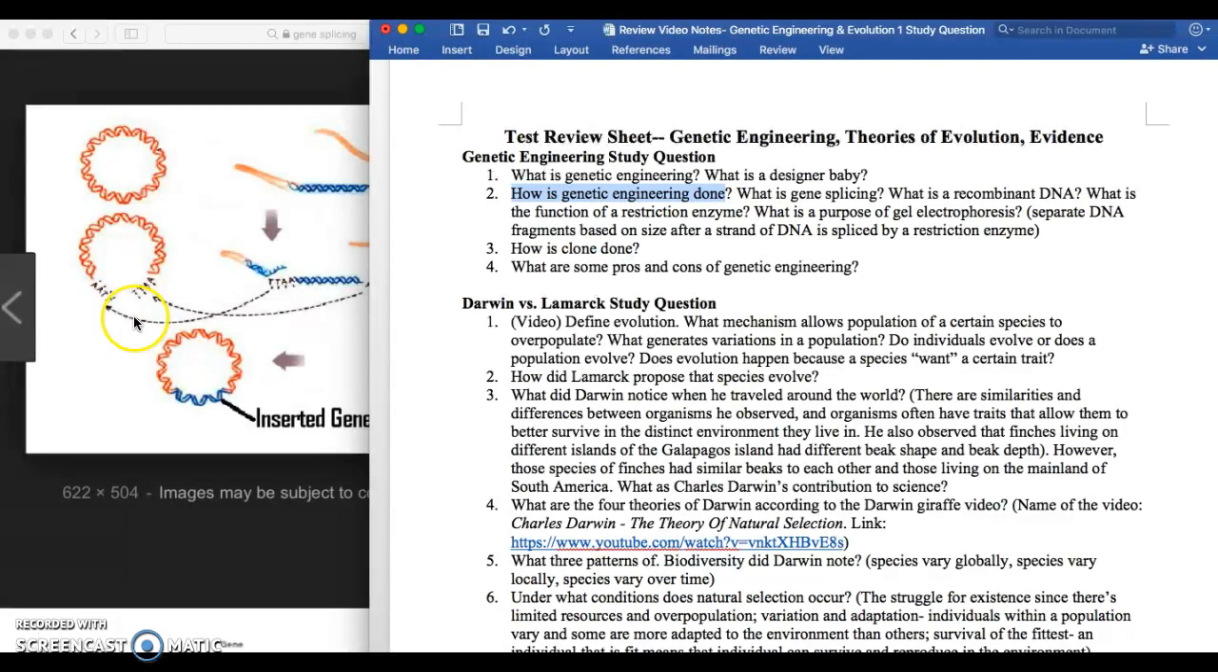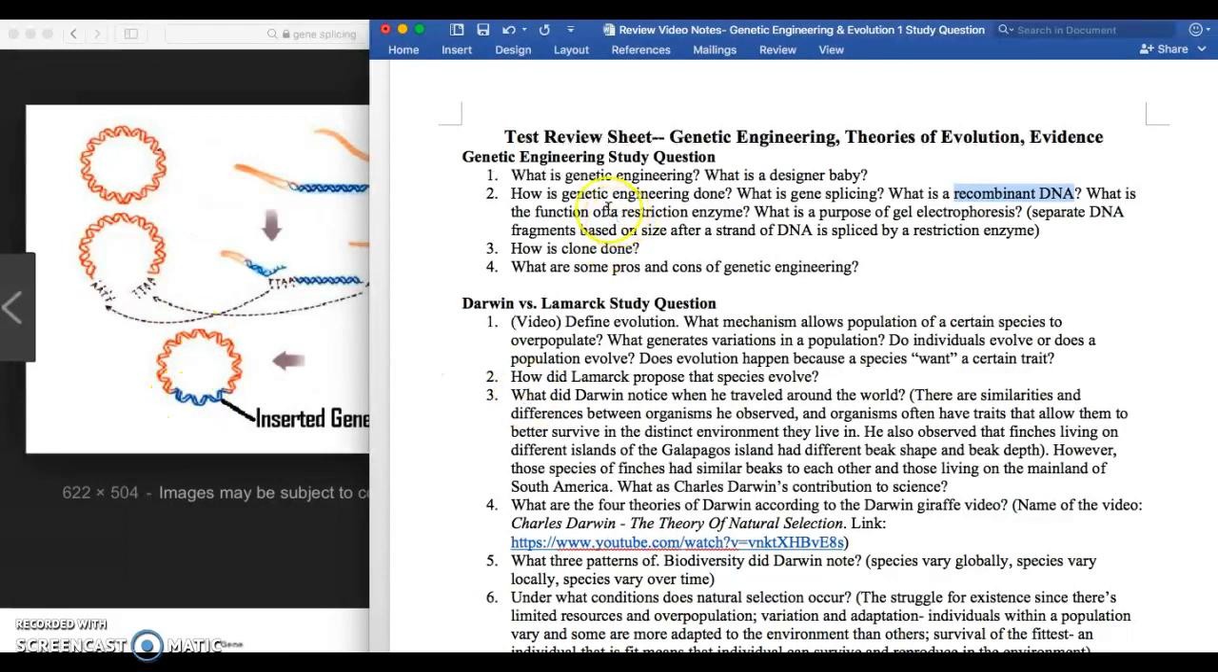Gene splicing is when you cut open the DNA, whether it's a circular DNA or a linear DNA. As long as you're cutting open the DNA, we can call that gene splicing. Recombinant DNA, this word right here, is when you are forming a DNA that recombines the old DNA and the newly inserted DNA that you want. So this circle right here is a recombinant DNA because you have the old and the new.